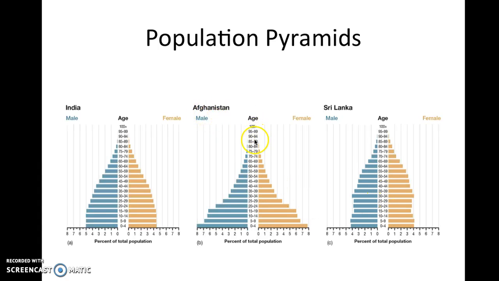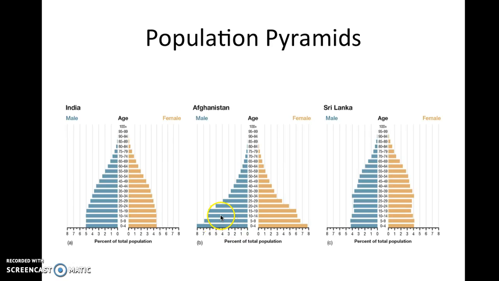On the other hand, you look at Afghanistan, and it is simply a curve straight on out, which means you have a population with a really high birth rate, and the population is likely to be growing for some time.